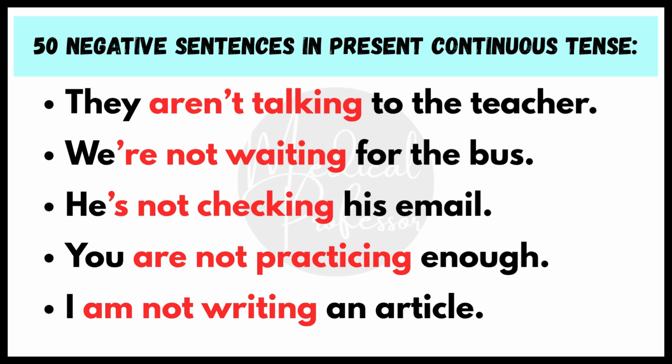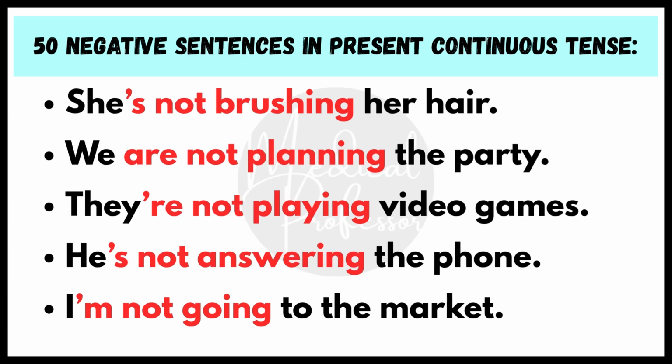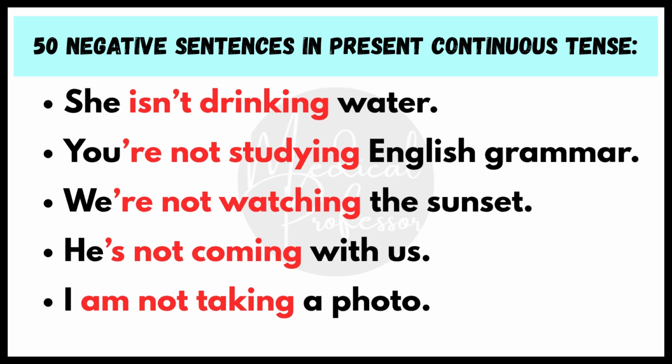I am not writing an article. She is not brushing her hair. We are not planning the party. They are not playing video games. He is not answering the phone. I'm not going to market. She isn't drinking water. You are not studying English grammar. We are not watching the sunset.